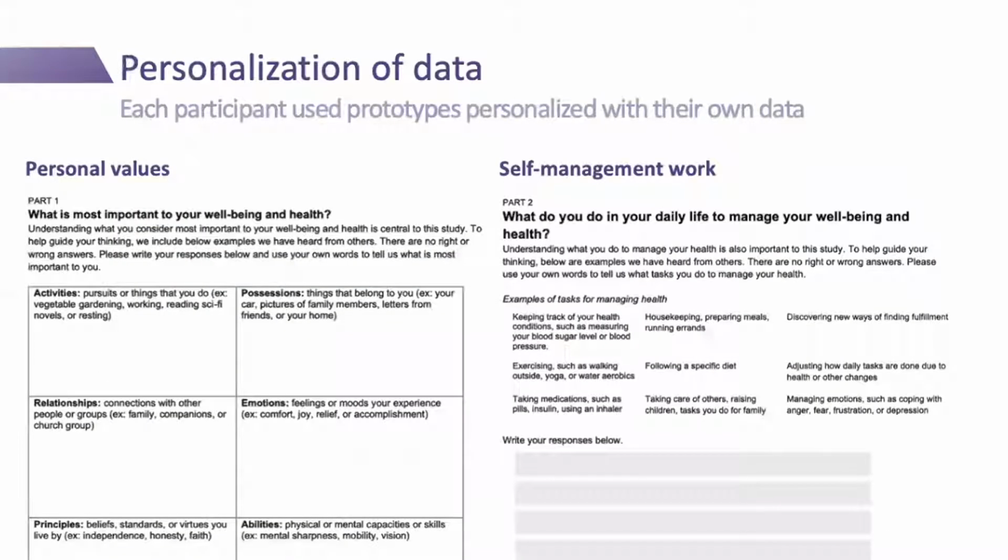Before getting into the details of each prototype, it's important to know that we personalize the data in each one for each participant. Participants completed a worksheet on values and self-management work, and then shared their responses in a phone interview, and we added that information to the prototypes. We also got permission to collect health status indicators from their medical record.